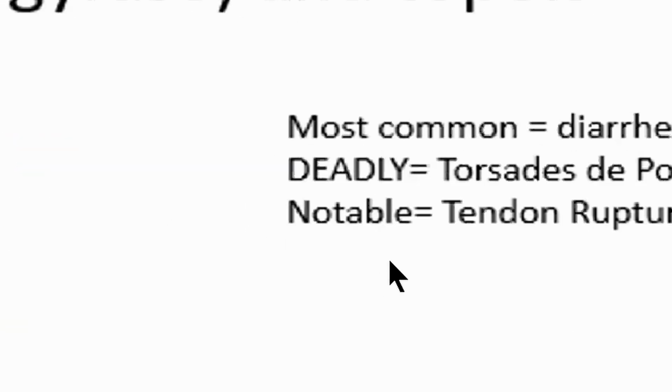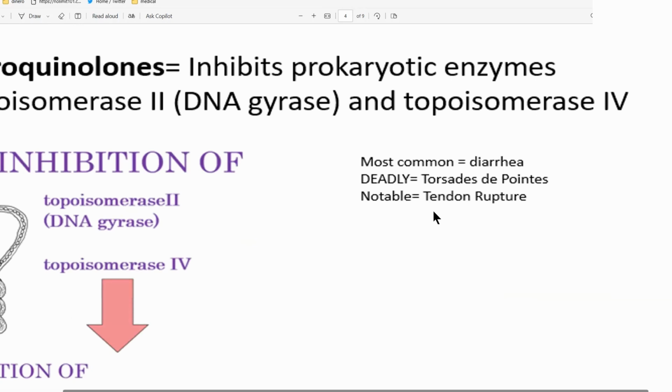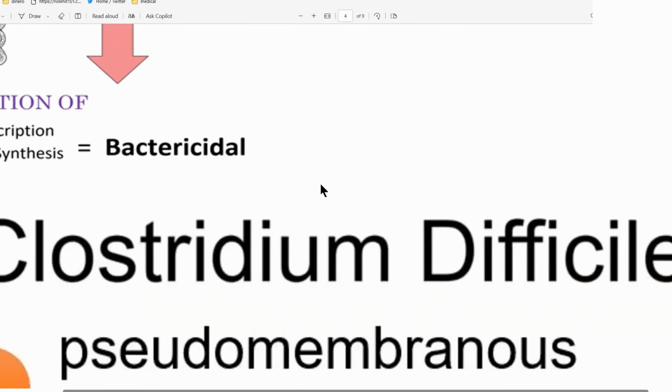Very tricky because everybody wants to jump to the most notable type of side effect. And the most deadly, of course, is torsades de pointes. There was another antibiotic that causes torsades de pointes. Who remembers this? Who remembers? The other antibiotic that can cause torsades de pointes. Type it in there if you remember. Macrolide. Yes. Perfect. That's great.